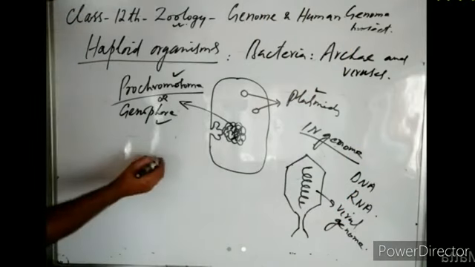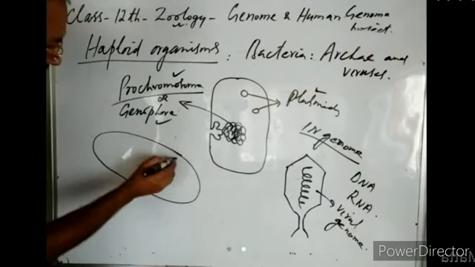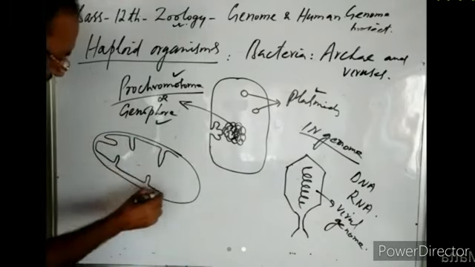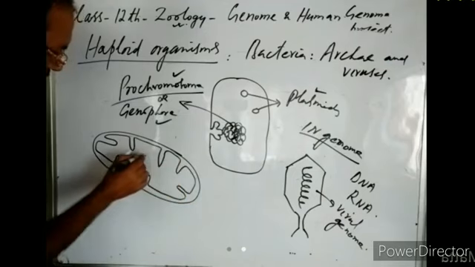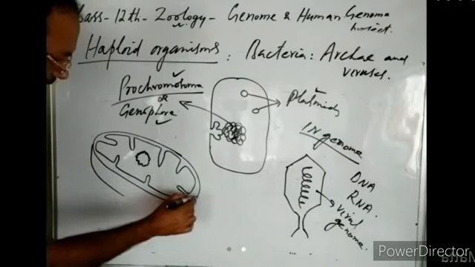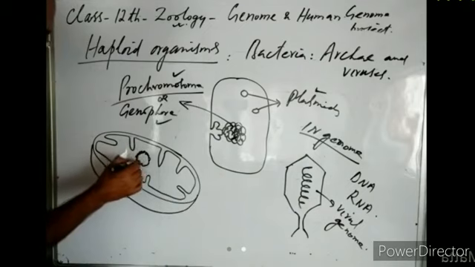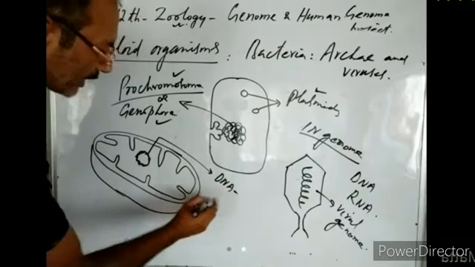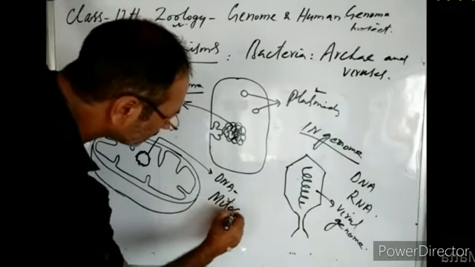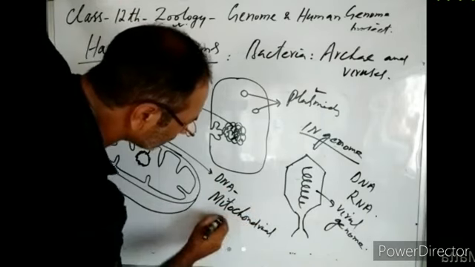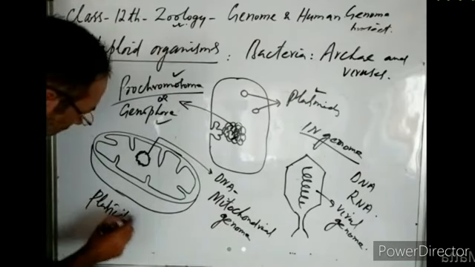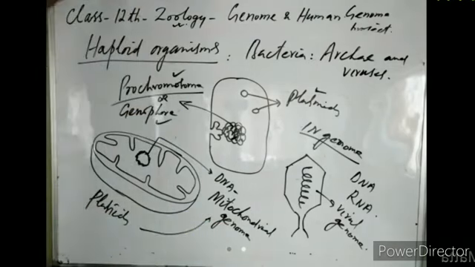There are certain cell organelles, for example mitochondria, which also possess DNA in them. All the genes which are contained in this DNA of mitochondria form the mitochondrial genome. Or there are plastids. In plastids, it will form the plastidial genome, right?